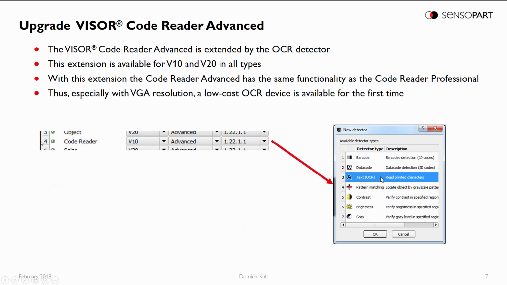When you go, for example, to the simulation mode with the new 22 software, you open a code reader in advance, so it's independent, or if you use V10 or V20, and you go to the detector list, you see the text, the OCR detector, with all its functions. You can read the text in the image, and you have all interface functions and so on.